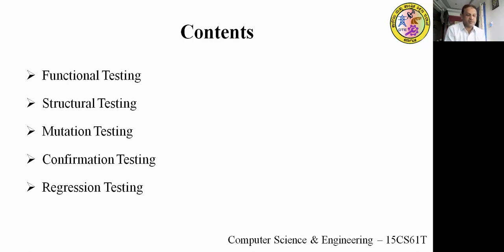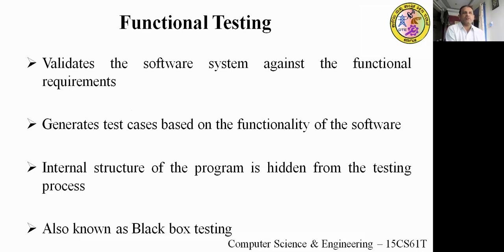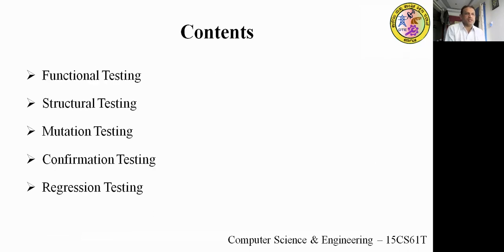Structure is not given. Yes, the structure is not given. See what you got here. We test the functionality of the program. Yes, the internal structure of the program is hidden. It is also called black box testing. Functional testing is also called black box testing. Next, somebody, structural testing. Others.